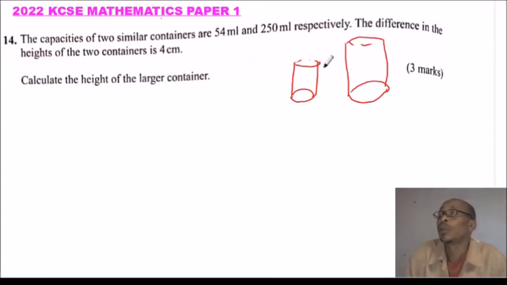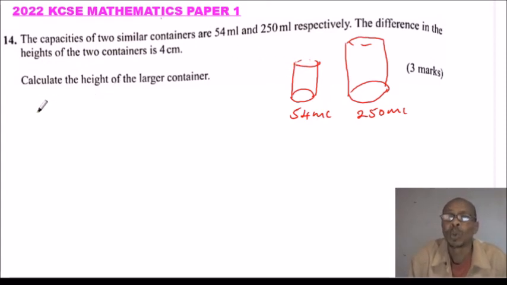So we have been given the capacities of the containers. This one is 54 ml, and this one is 250 ml. So what we need to remind ourselves is what we learned in linear scale factor.